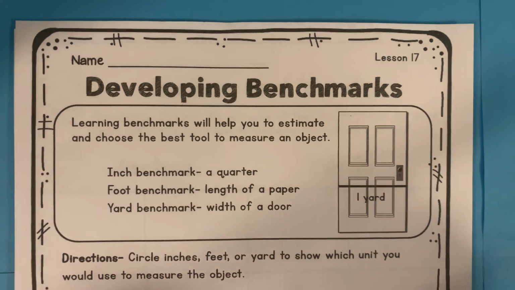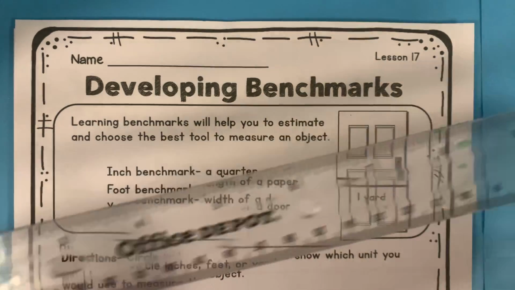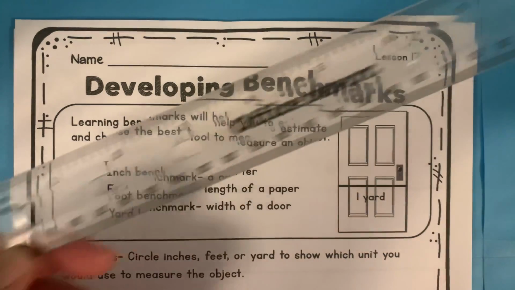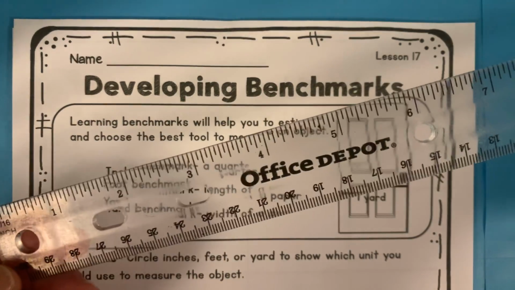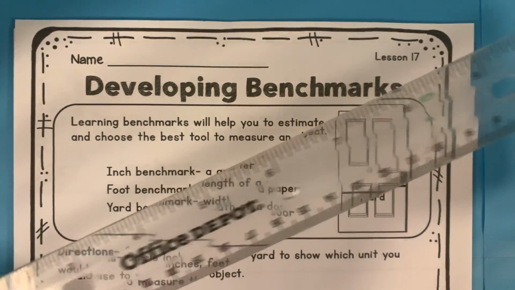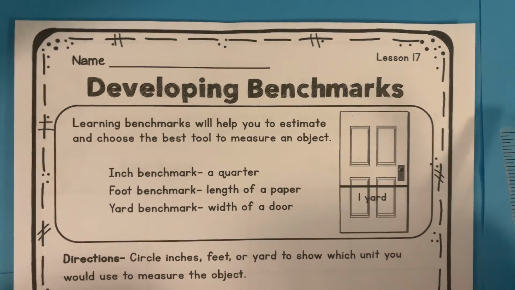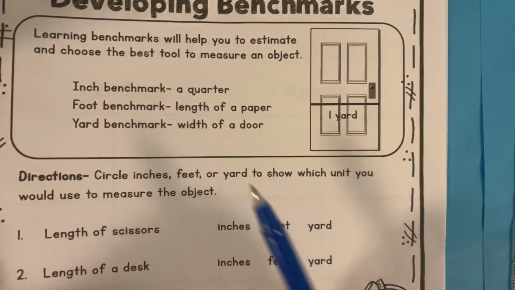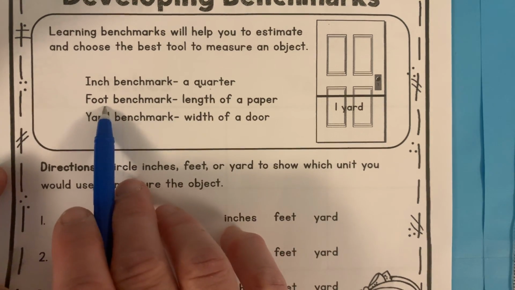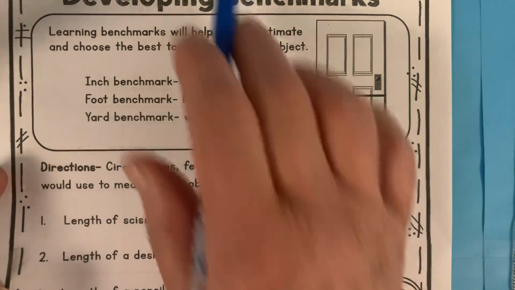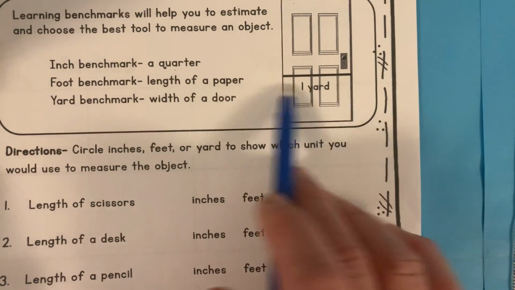But now we're using inches, which is about the size of a quarter, feet, which is the size of a whole ruler, 12 inches, and yards. A yard is just about the same size as a meter stick. It's 3 feet put together. So you could think about a meter stick when you think about how long a yard is. So here's another way you can think of it. The inch is the size of a quarter. A foot is about the length of a piece of paper, the long way of a piece of paper. And then a yard is about the width of a door.